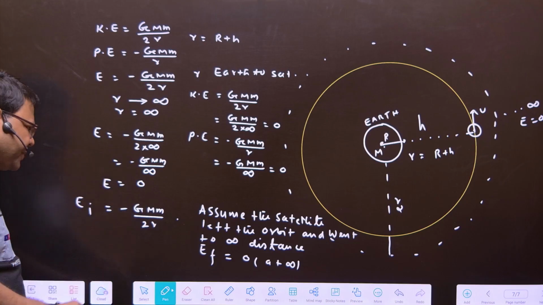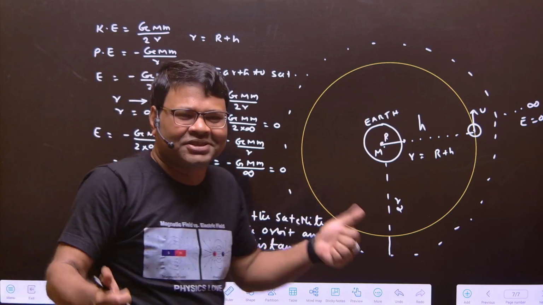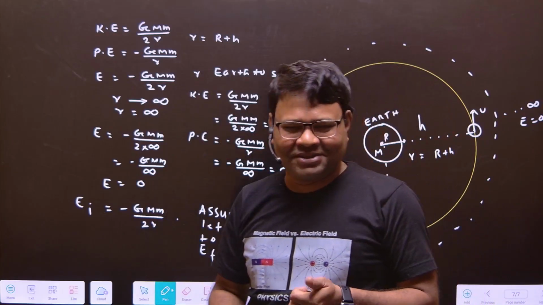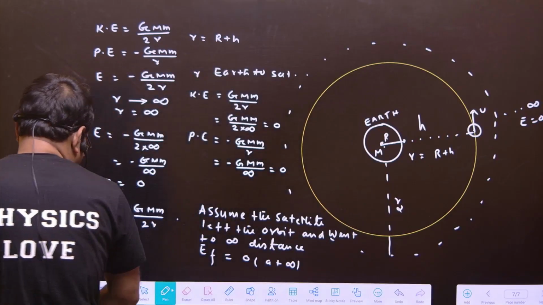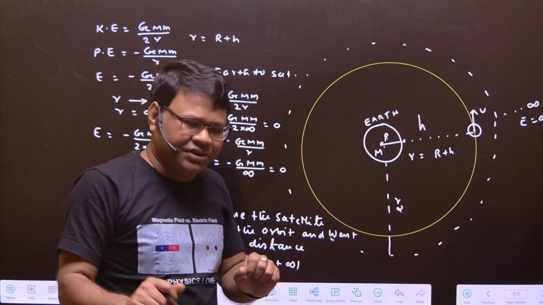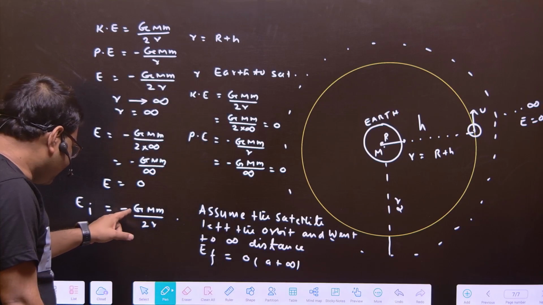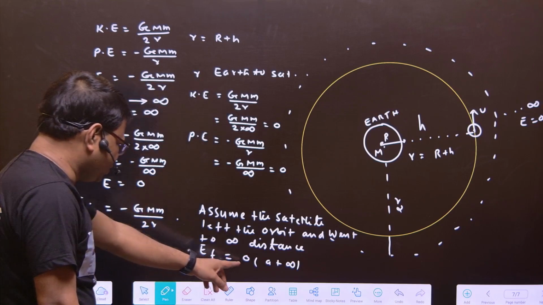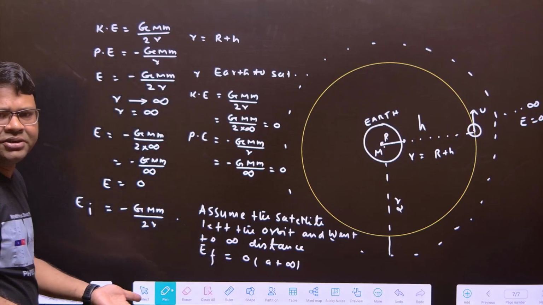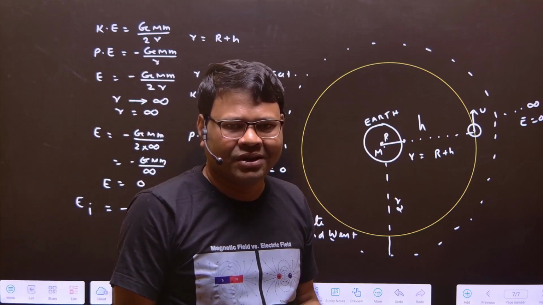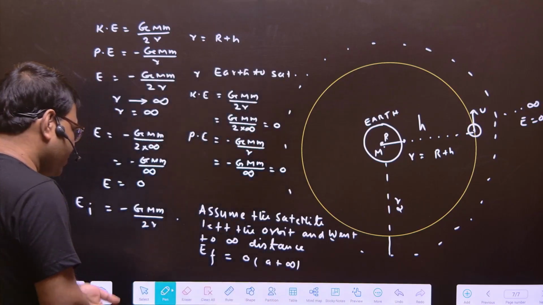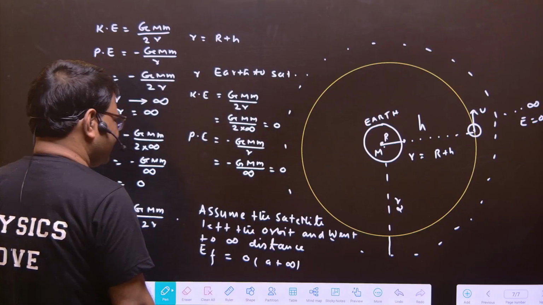So what is the energy difference? Which is greater? Students, this is the question of a little child. Minus G M m by 2r and 0, which energy is greater? Obviously 0 is greater. Compared to a negative number, 0 is always greater. So at infinite distance, the energy is more.